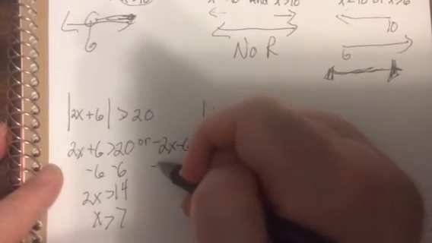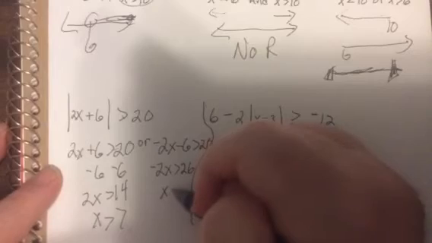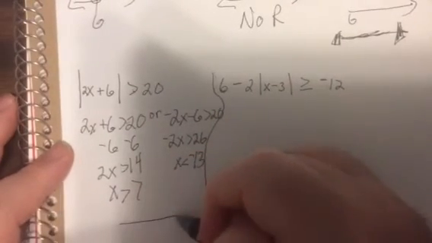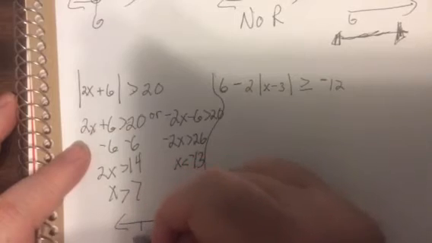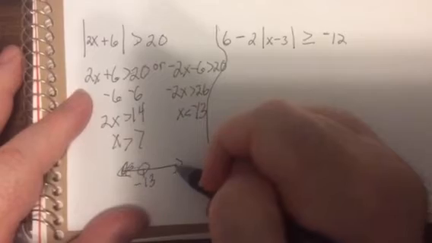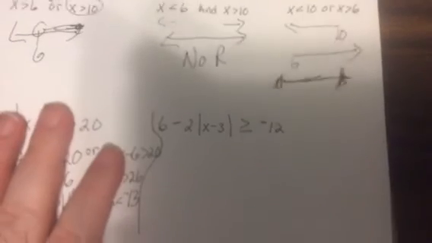Here add 6. Divide by negative 2. So it's or, so it's less than negative 13. Let's bring that up. Greater than 7.